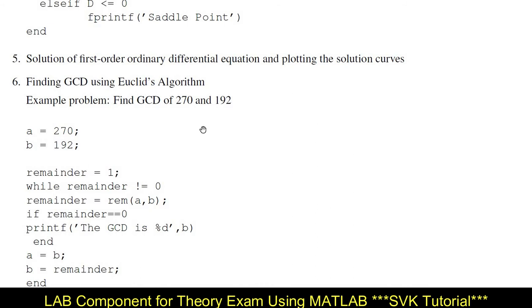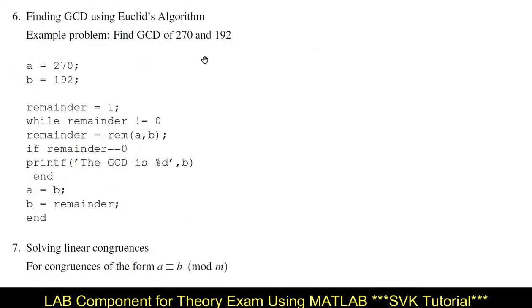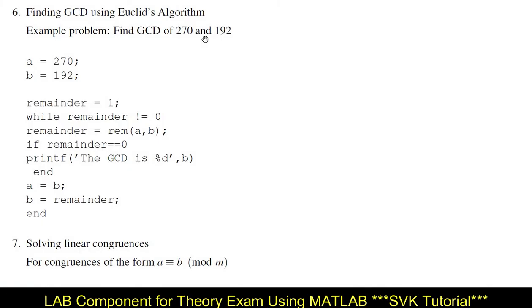So here I have collected the problems for modular arithmetic. Find the GCD of 270 and 192. So consider the value of A as 270 and B as 192. So remainder should be 1 here, while remainder is not equal to 0. Remainder equal to remainder of A comma B. If remainder is equal to 0, fprintf, the GCD is %d comma b. End the program, and then say that A equal to b, b equal to remainder. Then end, and you are going to get the greatest common divisor of any two numbers.